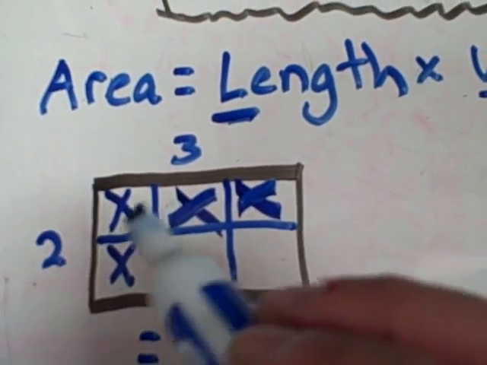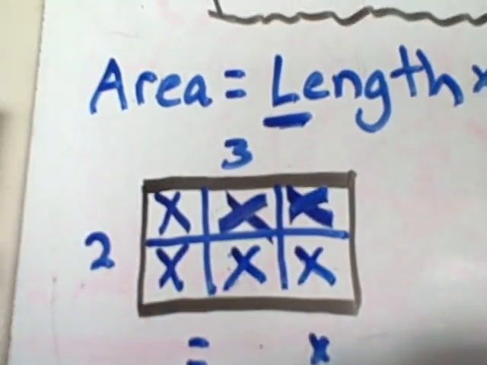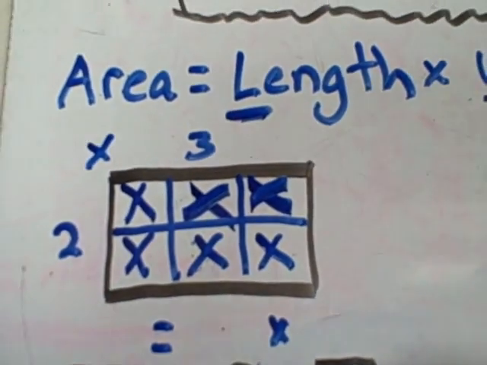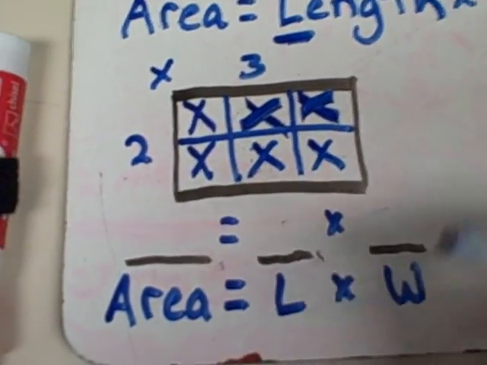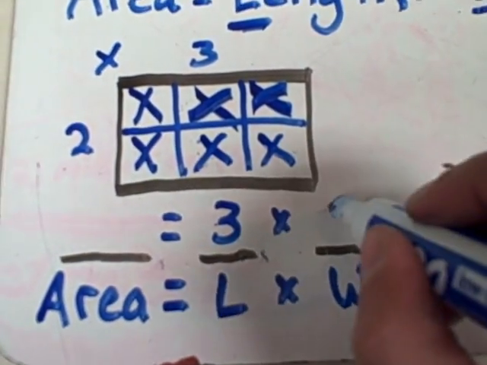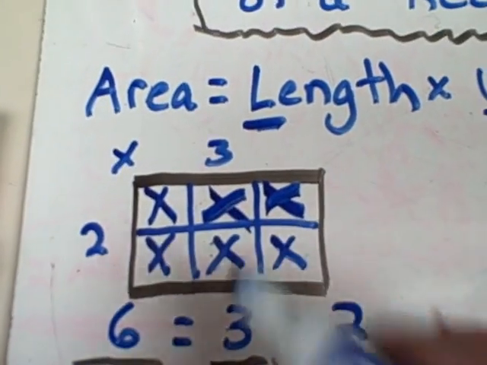Now if you're thinking of an array, you could do 2 rows of 3, or you could think of 3 columns of 2. But one way or another, 3 times 2 equals 6. So I'm going to write that equation down there. Area, and the length is 3, the width is 2, and the area is 6 square units.